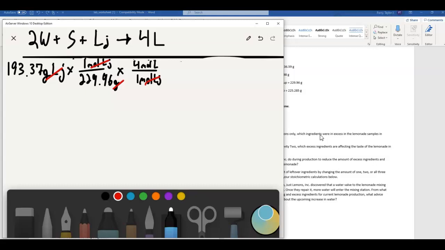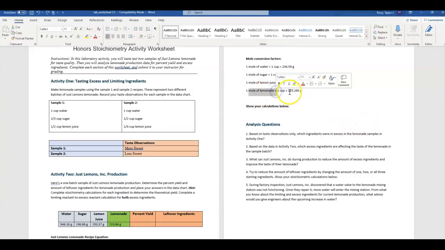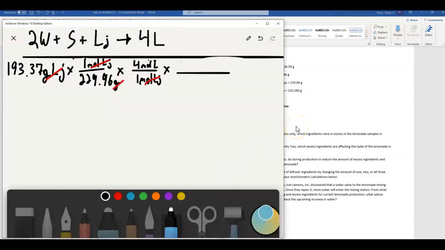But again, we don't care about moles. We want to figure out how many grams of lemonade we can make. So we have one last conversion to do. 1 mole of lemonade equals 225.285 grams. We're going to write that down right here. We're going to throw all of that together, and I'm going to put it in my calculator and figure out what our value is.